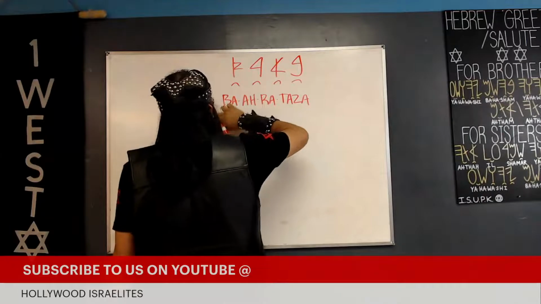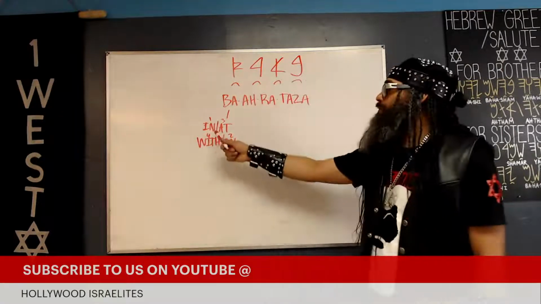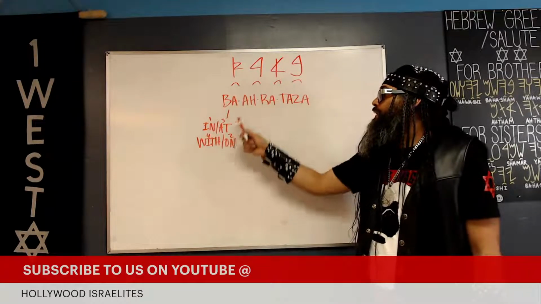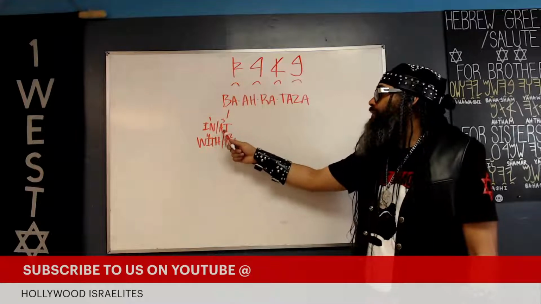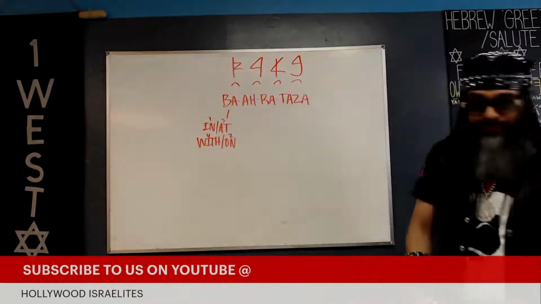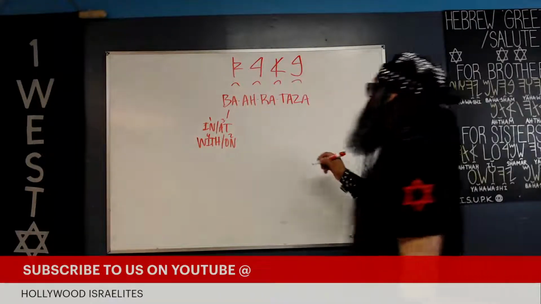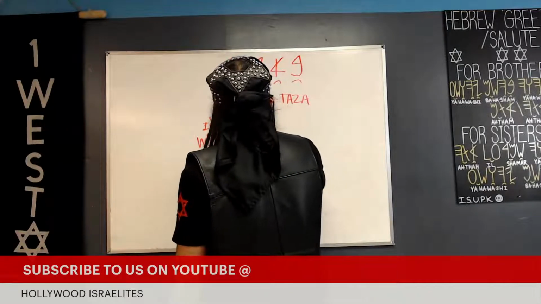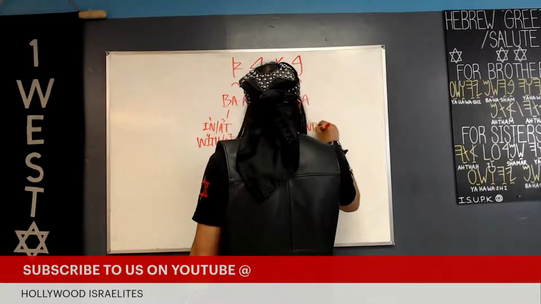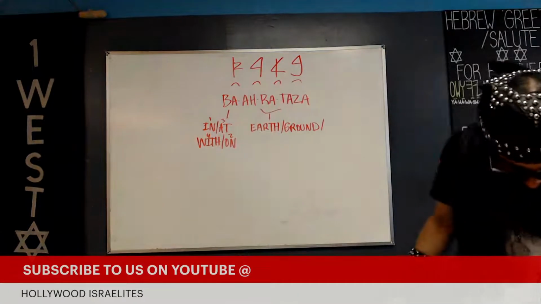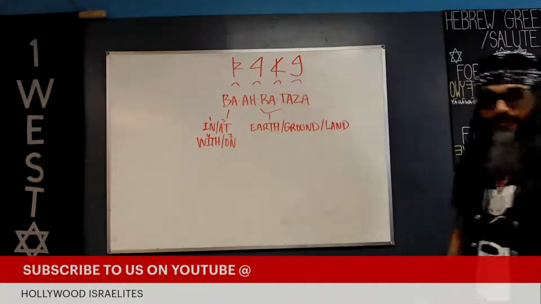This will be 1, 2, 3, 4. So the majority of the time, when you say by, it'll be in. You know, other times it could mean on. This one comes in second, at third, and with fourth. All right, by. In, at, with, on. So arataza means earth. Ground, land. Ba arataza. All right.